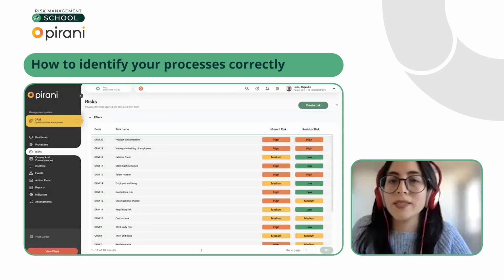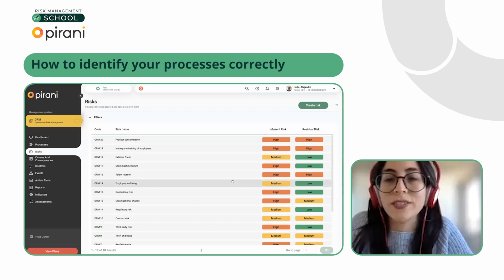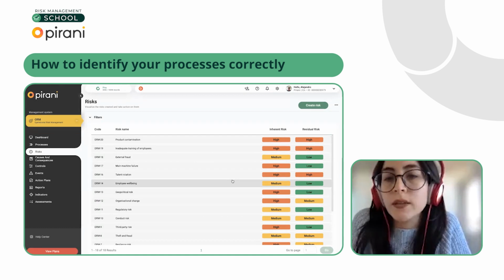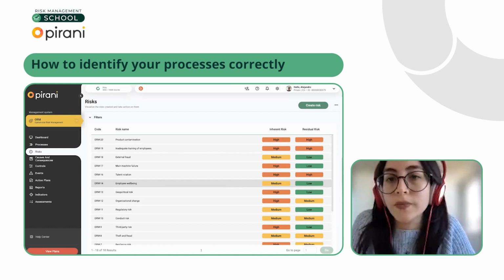Okay, we have a last question of this session. Alberto asks us about what could be a positive impact, how we can manage this in the risk matrix. Could you give us an example, please?